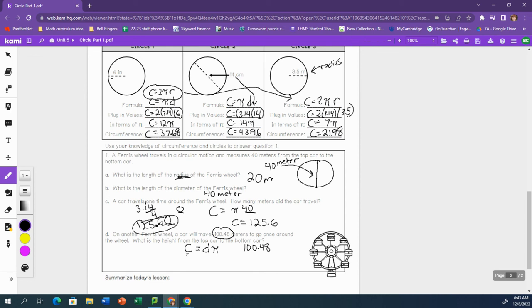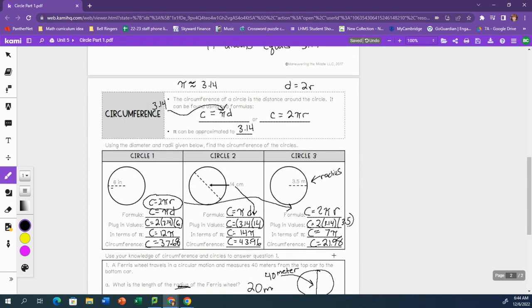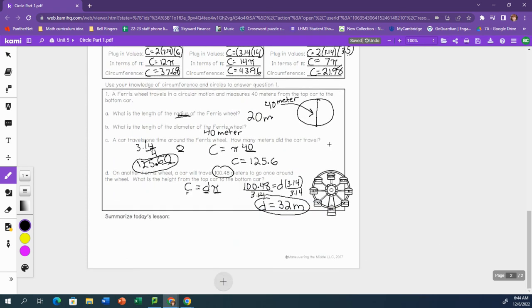The circumference is 100.48. We don't know the diameter, but we know pi is approximately 3.14. So now we're just doing 6th grade math. Divide by 3.14, divide by 3.14, and now we know the diameter equals about 32 meters. Okay? You have some choices on what you can do next in dealing with circumference of a circle.